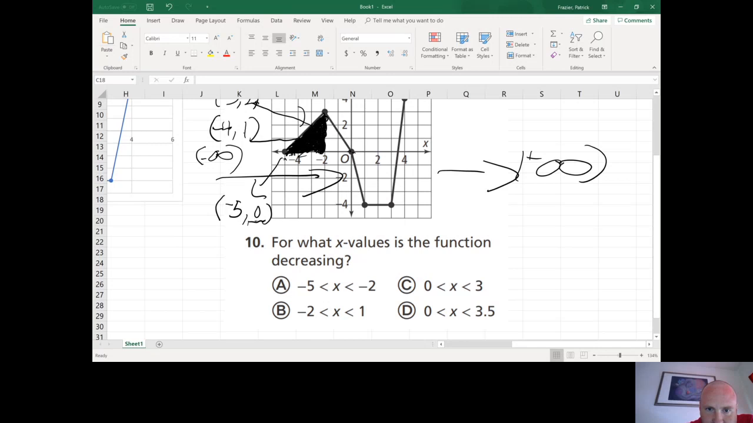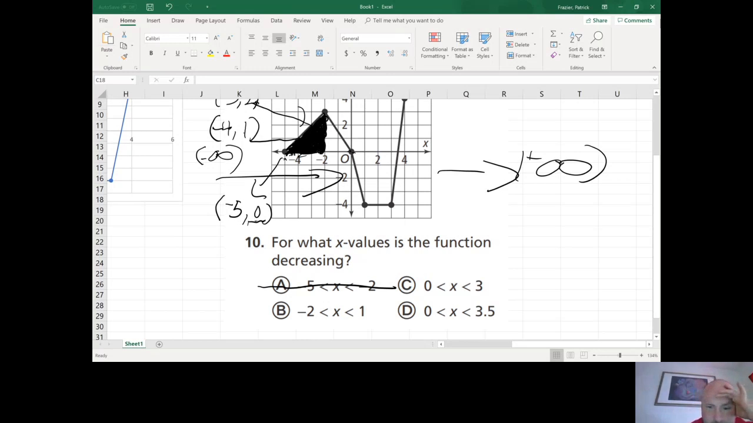Okay, I'm trying to get that nice and black. But that triangle would be between x, where x is greater than -5 but less than -2. And we can X that one off. That doesn't work. Next one, where x is between 0 and -3. Well, does that make any sense?